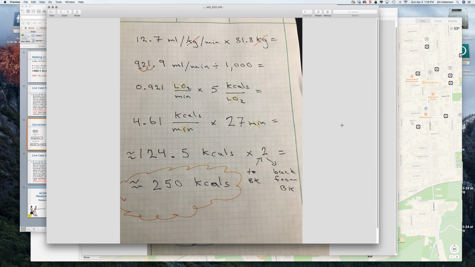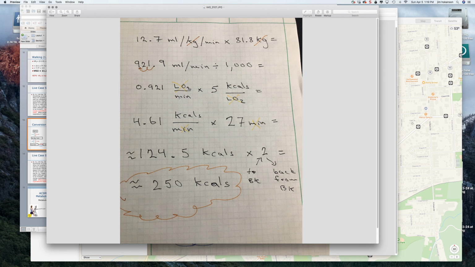So we have 12.7 mils per kg per minute. So multiply by body mass. So multiply by 81. Kilograms cancels out. That is equal to 921.9 milliliters of oxygen per minute. Divide by 1,000, or move the decimal place over. It's 0.921 liters of oxygen per minute.